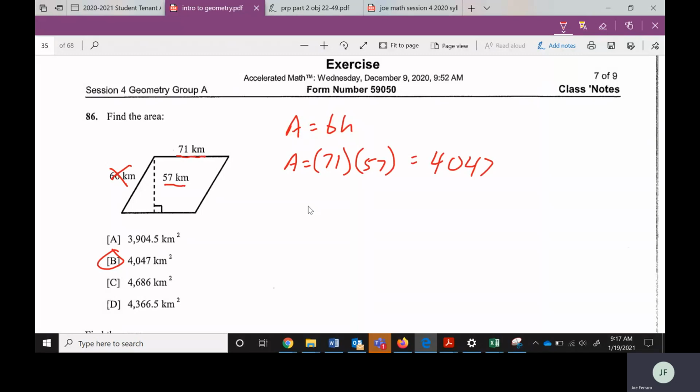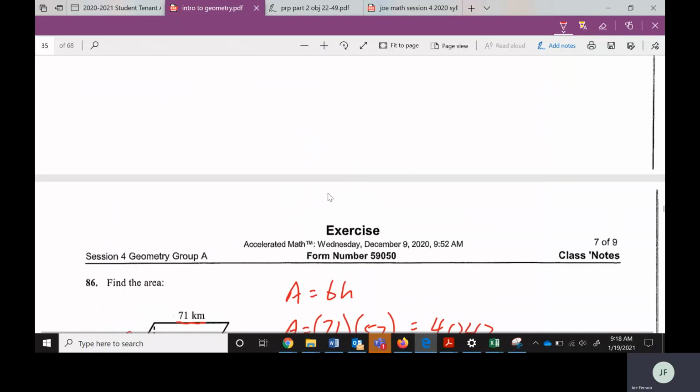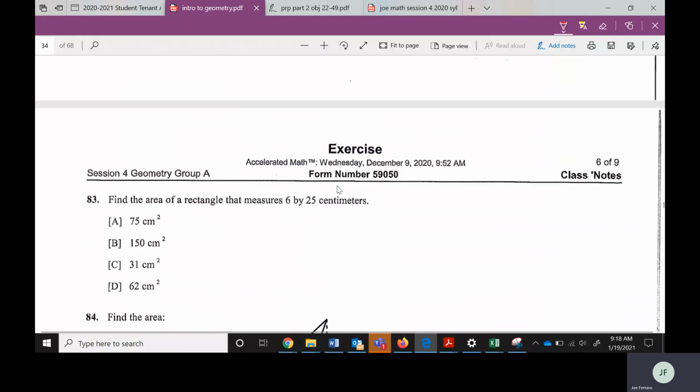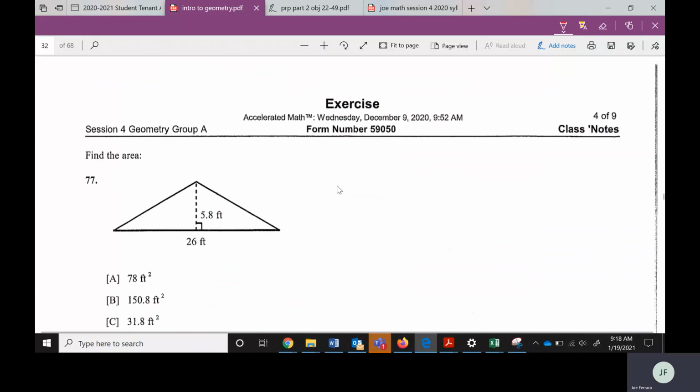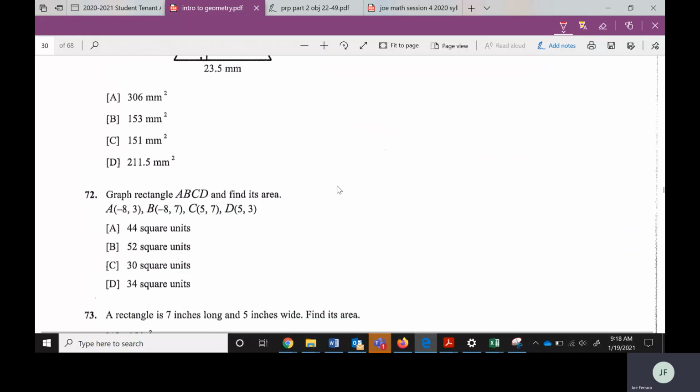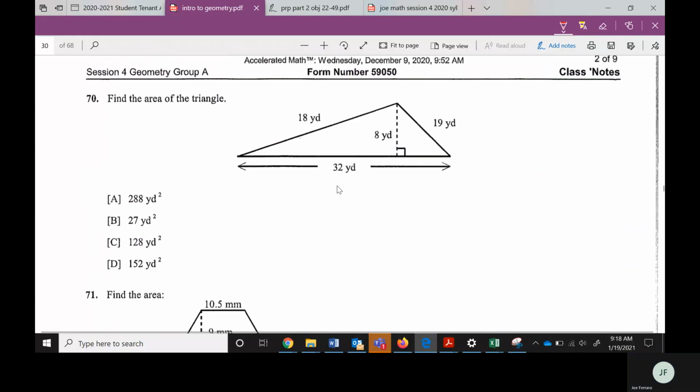Okay, so those are parallelograms. There's a couple other examples in there for that. We're going to go all the way back to number 70. We're going to look at just two triangle problems. We only have 4 problems to go. All right, so number 70. Again, they give us a bunch of numbers here. We're not going to need them all.